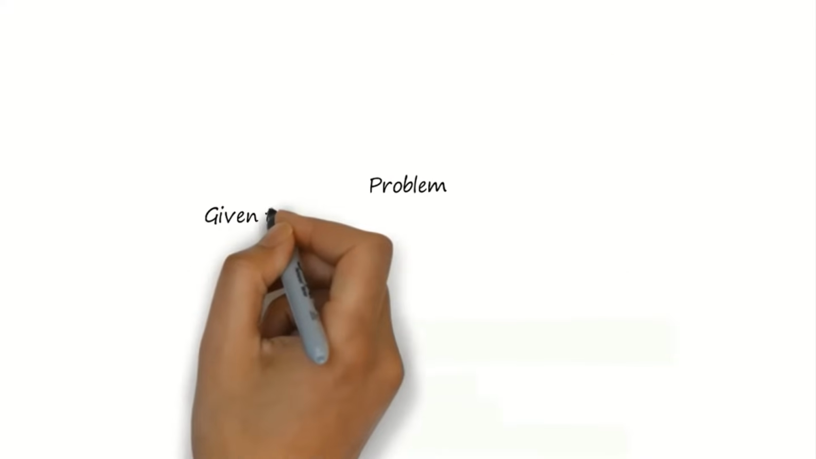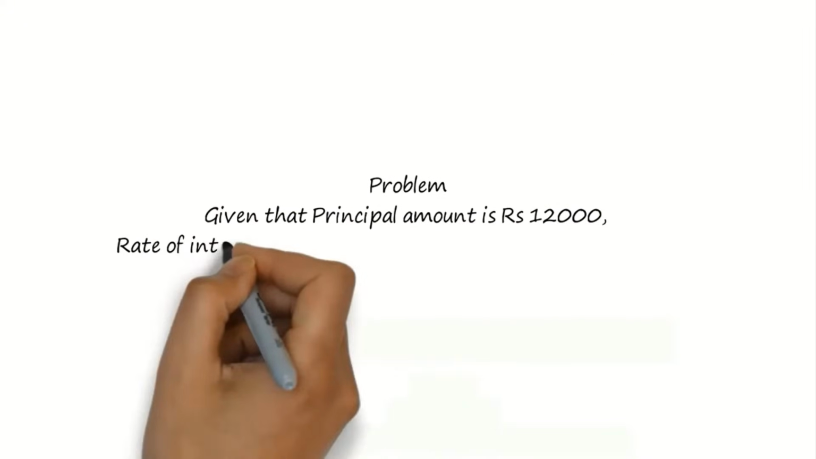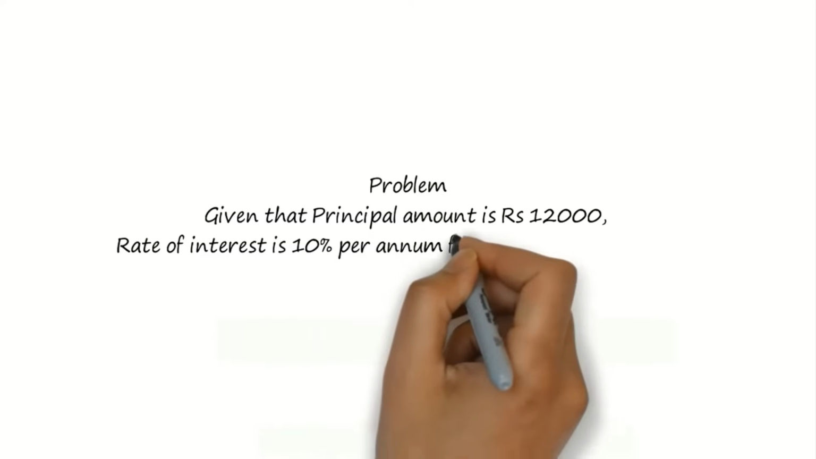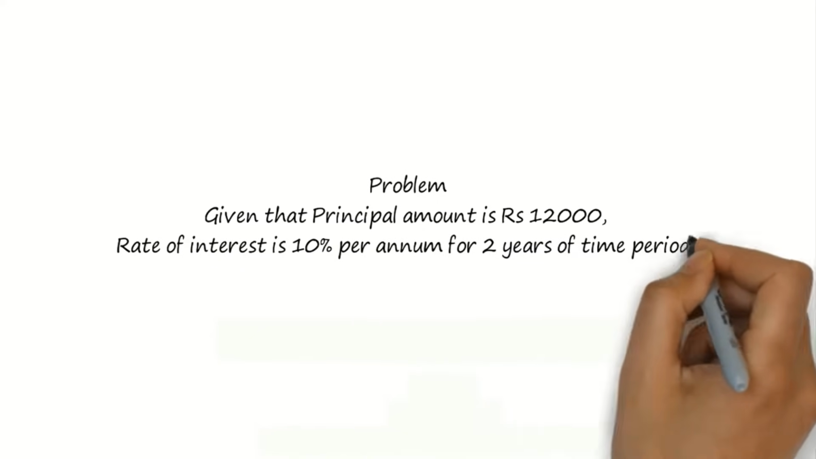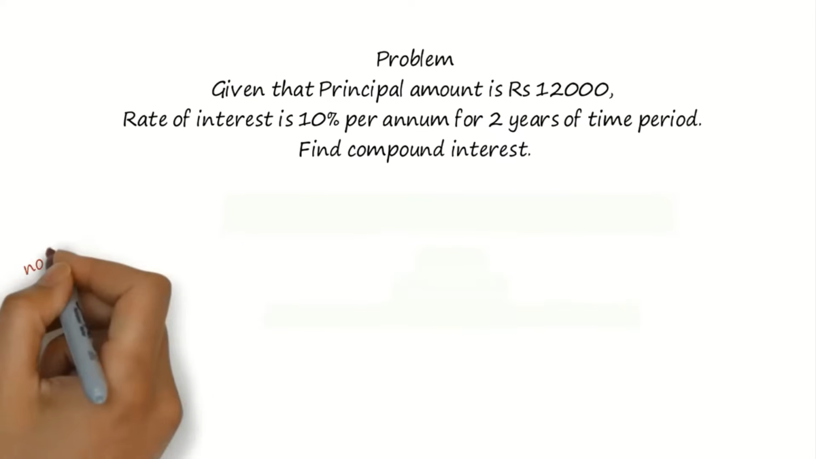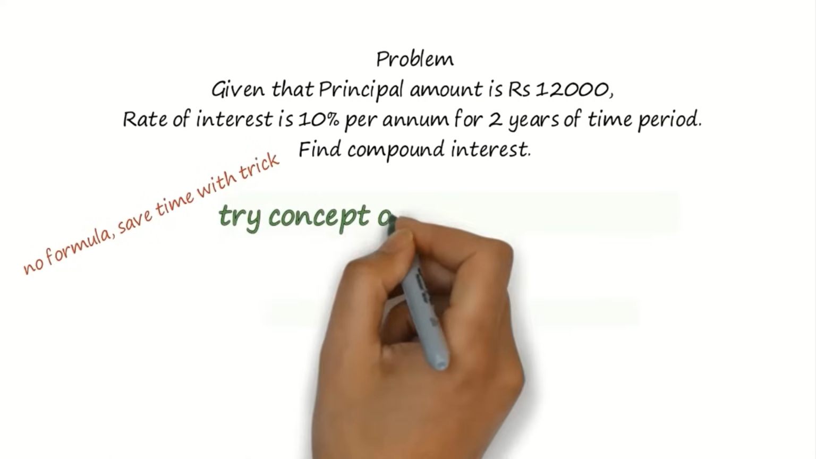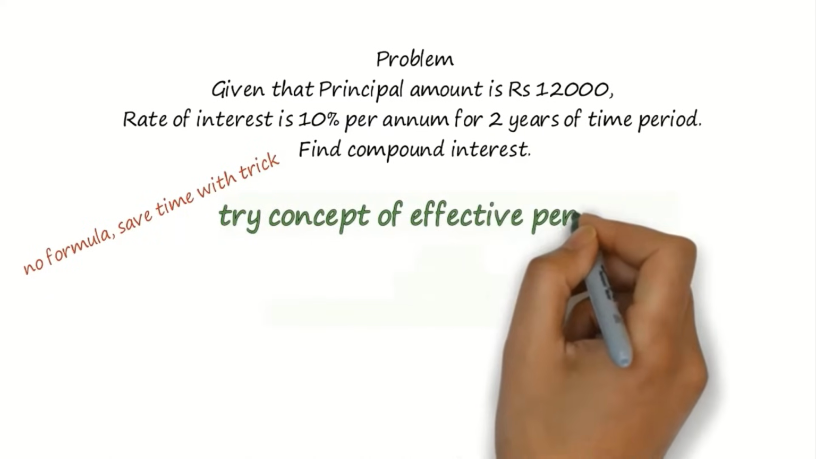So let's consider the given problem where the principal amount is rupees 12,000 and rate of interest is 10% per annum for 2 years of time period. Let's use the trick instead of the formula to save time. So as discussed, let's implement the concept of effective percentage.